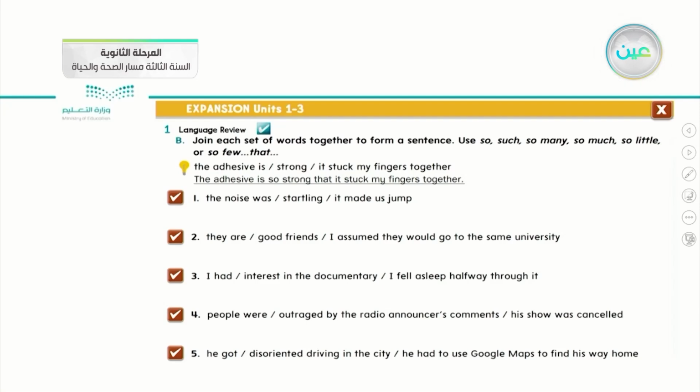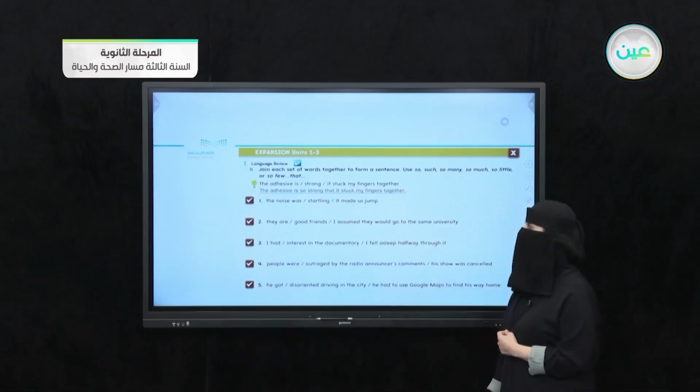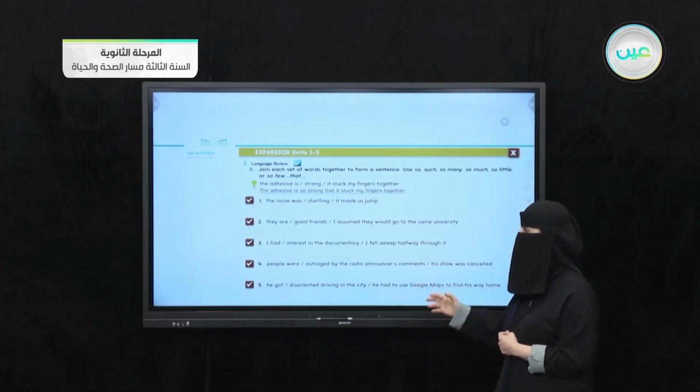Let me see. Number one: the adjective is strong. It stuck my fingers together. How do they join this sentence? They put so, and they use the conjunction that before the effect of the sentence. So the first part of it is the cause, and the second part is the effect. Can we apply it for the second, third, or the end of this list? Yes, we can apply it. Let's begin.